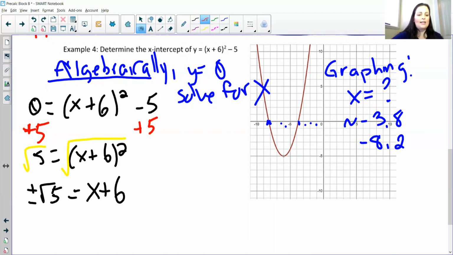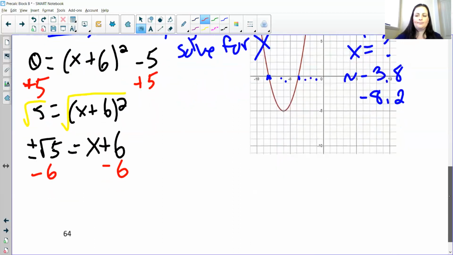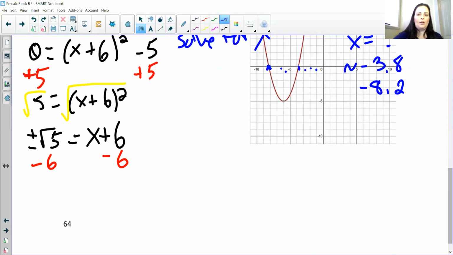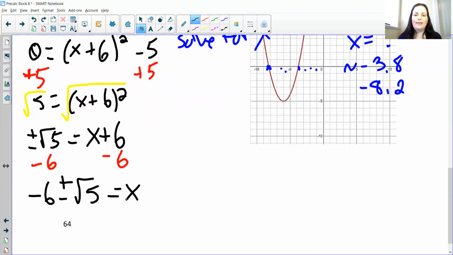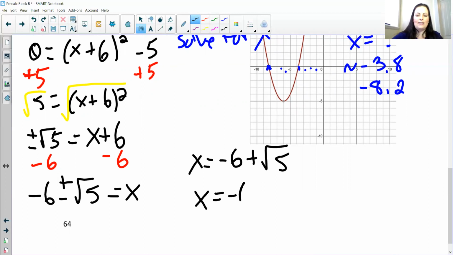Now the opposite of adding 6 is to subtract 6. So you're going to subtract 6 from both sides. So we have -6 plus or minus the square root of 5 equals x. So again, there's two possibilities. We have where x equals -6 plus the square root of 5, and we have x equals -6 minus the square root of 5.